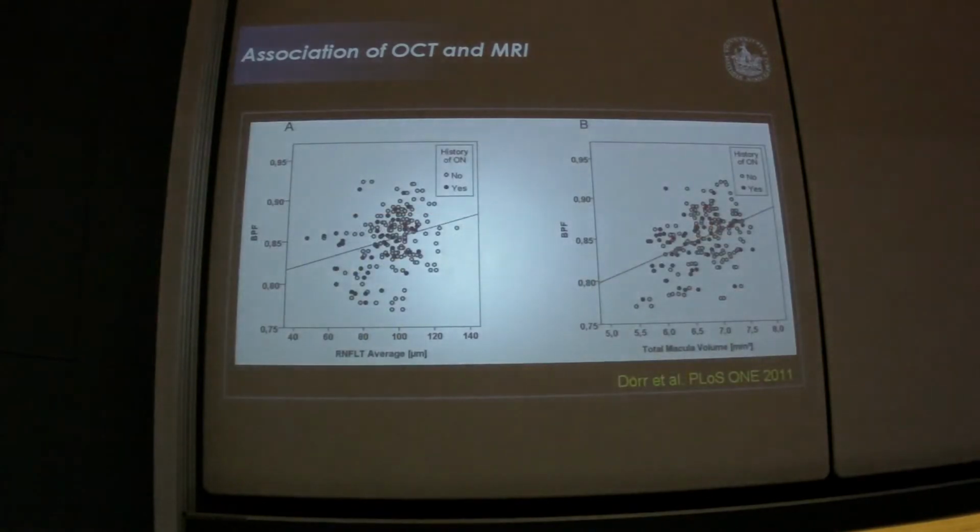We could also in our group verify these findings or reproduce these findings in a substantially larger cohort, and we were also able to include another marker, which is now the total macular volume, not only the retinal fiber layer, but also the whole macular structure is integrated or looked at in this analysis.